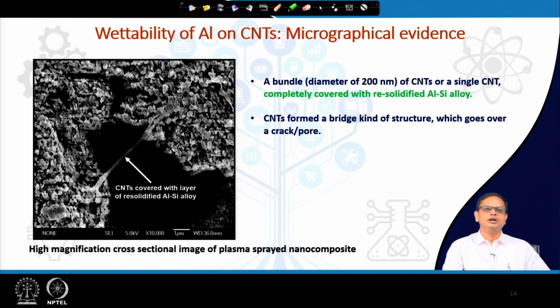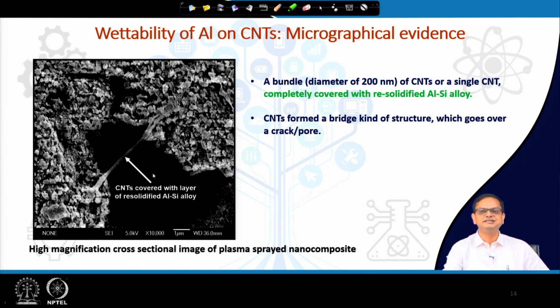Okay. So, now all this that we are discussing are all theoretical predictions. We need to have some evidence. So, the first evidence you can see is an SEM image, where you can see a rope of CNT, that means a bundle of CNT together acting as a bridge or basically holding these two sides of the matrix. Okay. Now, the diameter of this rope is around 200 nanometer.